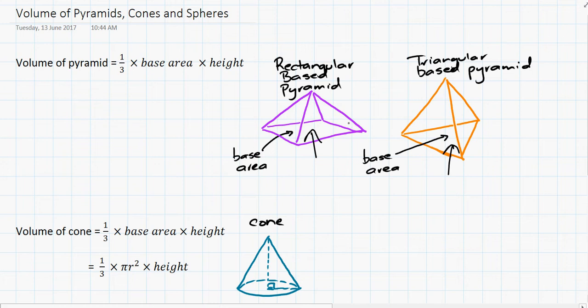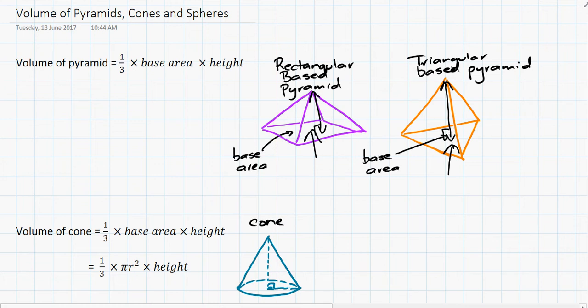and then it also has a height. So the height of the pyramid is the perpendicular distance from the base to the top of the pyramid. The height of this triangular pyramid would be from here to here. So those heights are perpendicular to the base. That is, at right angles to the base.